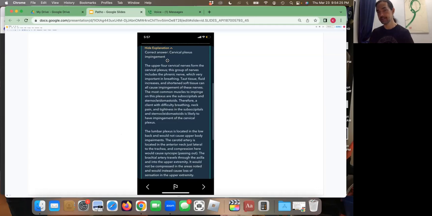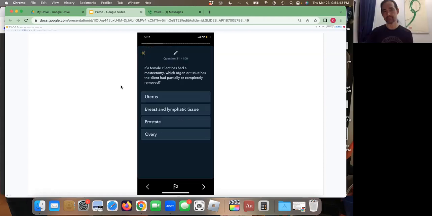Oh, and it is. The teacher becomes the student. The upper four cervical nerves from the cervical form the cervical plexus. This group of nerves include the phrenic nerve, which is important in breathing. Aha. Yeah, I'm gonna come back to number 30 for sure.